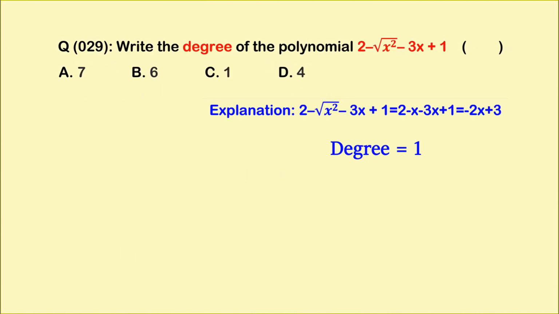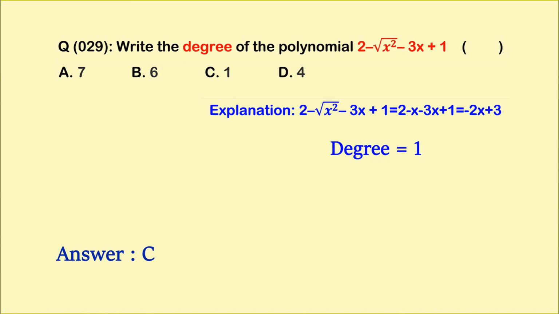Question number 29. Write the degree of the polynomial 2 minus root x square minus 3x plus 1. So if you simplify the given polynomial, 2 minus under root x square, the square root gets cancelled, minus 3x plus 1. So it will become 2 minus x minus 3x plus 1. If you simplify it, we will get minus 2x plus 3. So the x exponent is 1. The power of x is 1. So degree is also equal to 1. So the right answer is C.